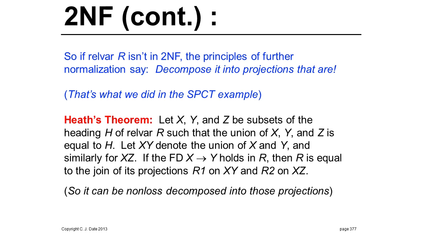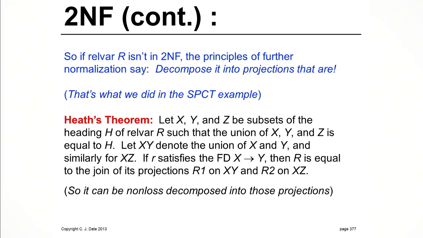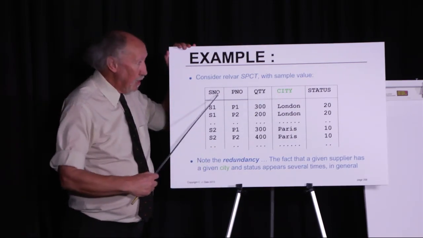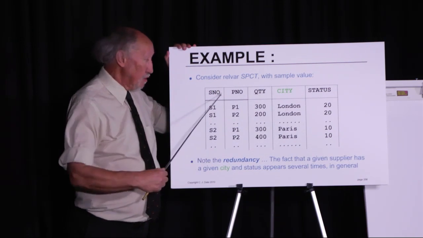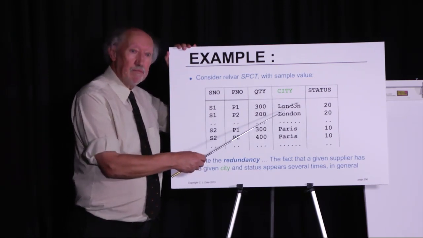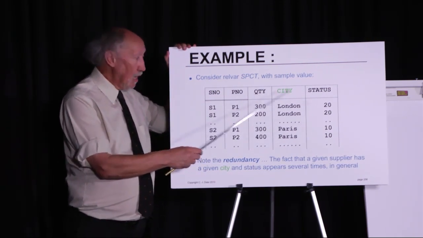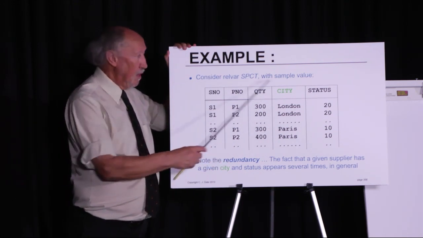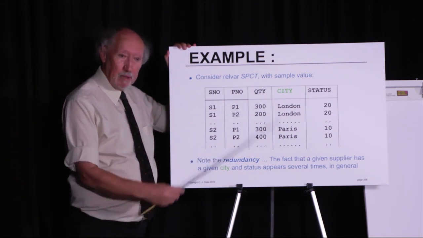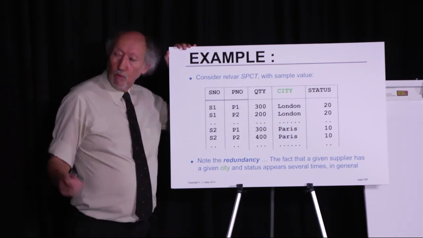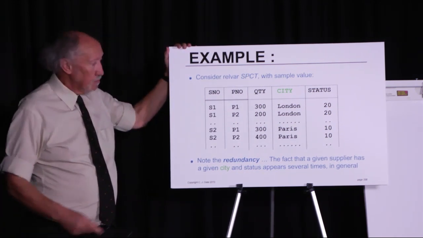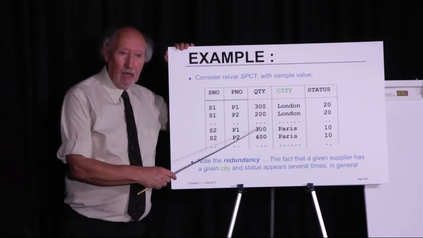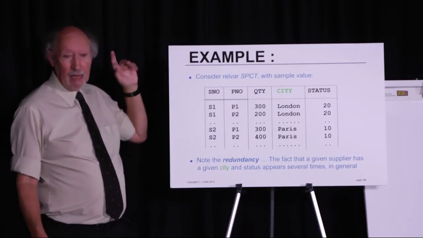You see, we have supplier number → city here, and supplier number → status. So we have supplier number → city and status. Heath's theorem says we can break it down then into the projection supplier number, city, and status, and the rest: supplier number, part number, quantity. That's exactly what we did. We applied Heath's theorem to the decomposition of this bad design, and we wound up with two rel-vars that actually happen to be in 2NF.